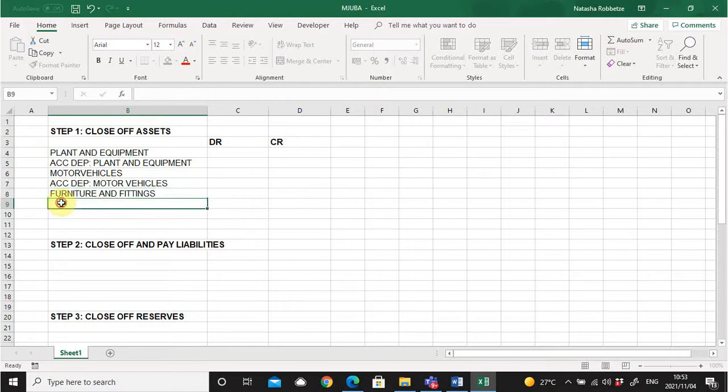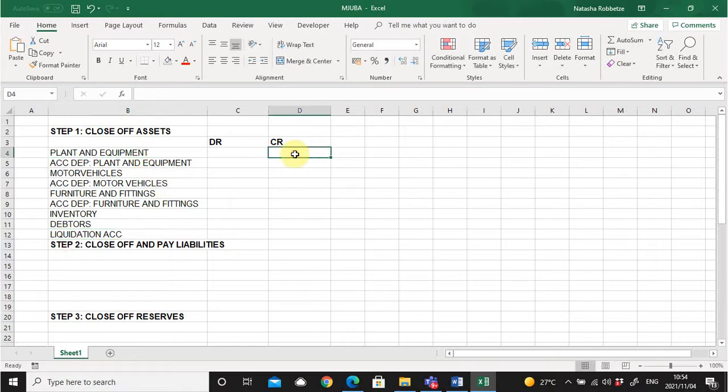And we have accumulated depreciation on furniture and fittings. And then we have our current assets, which were the inventory and the debtors. We are not closing off the bank account. That's only step 7. And then this needs to be balanced to the liquidation account.